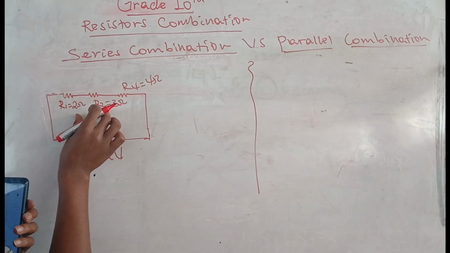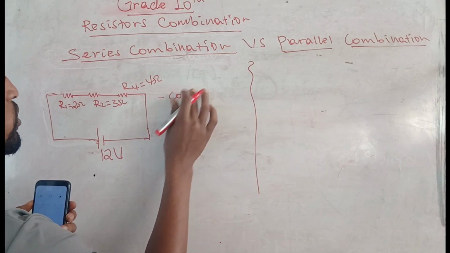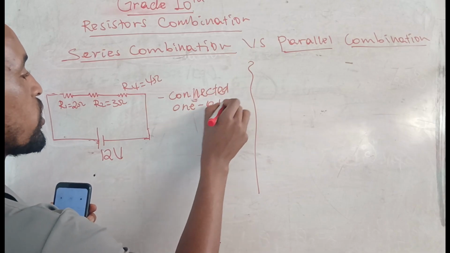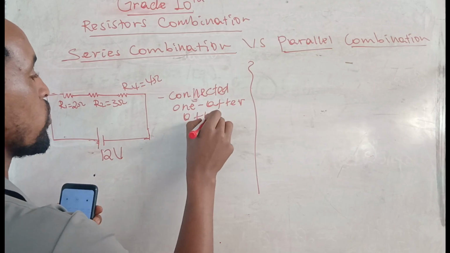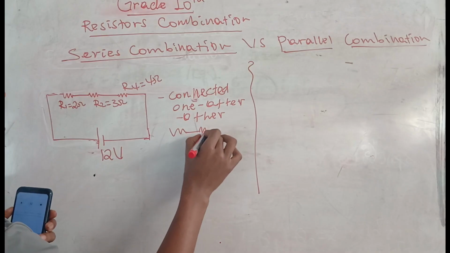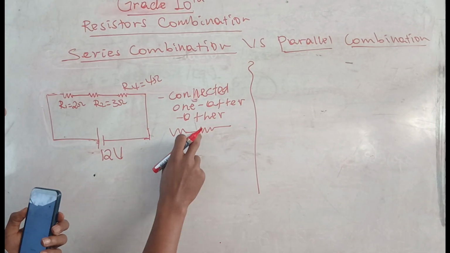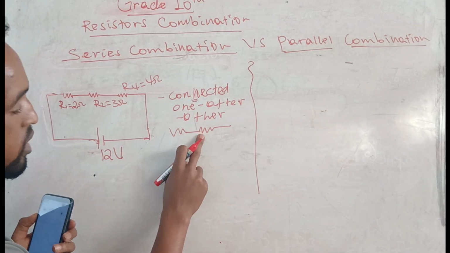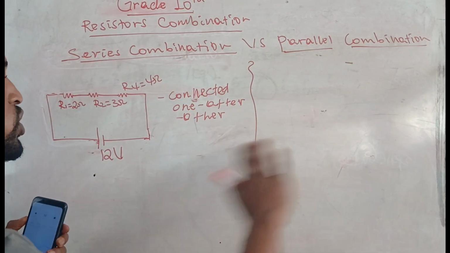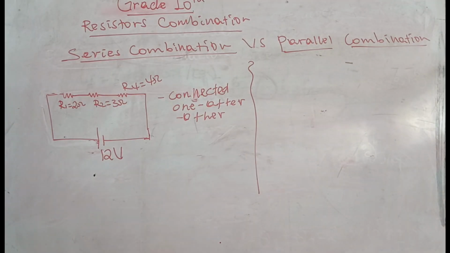The series combination of resistors is a combination where resistors are connected one after another. The first resistor is connected next to the beginning of the second resistor, and the third comes after the second one. So they are connected one after the other in series. If one follows the other, we call it a series combination of resistors.